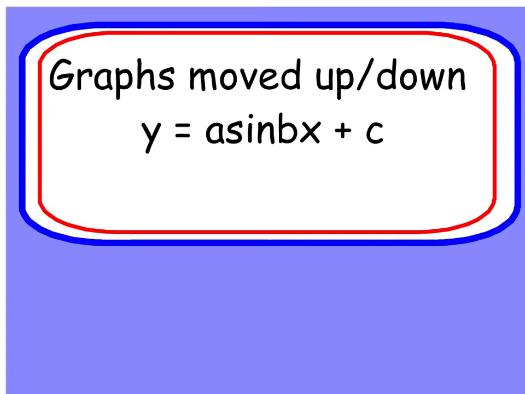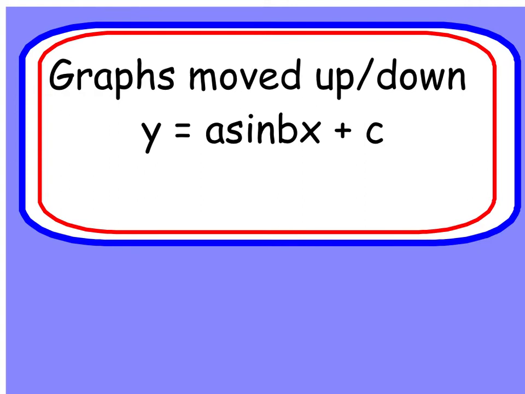Okay, this is the fourth and final video in the trig graph series that I've been working on. This one will look at the final type of trig graph you will see in National 5, which is graphs that have been moved up or down. So you should have already seen graphs that have been moved left or right and be well aware of the difference between the amplitude and the number of waves.